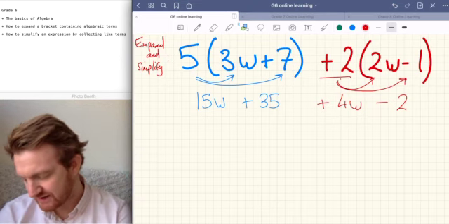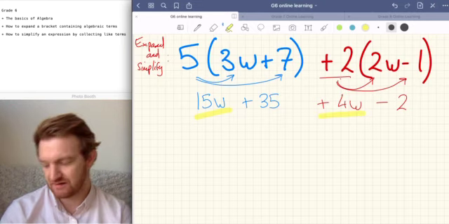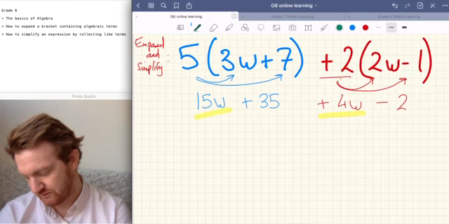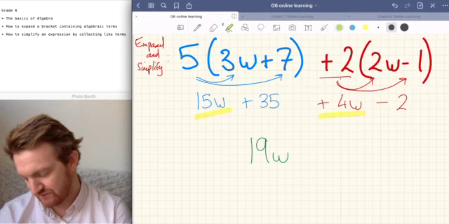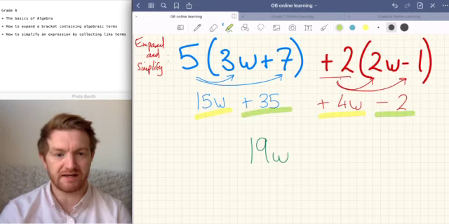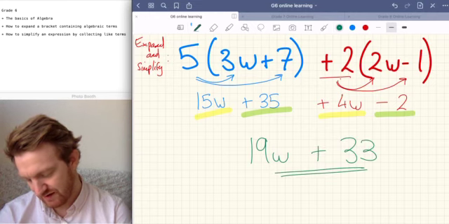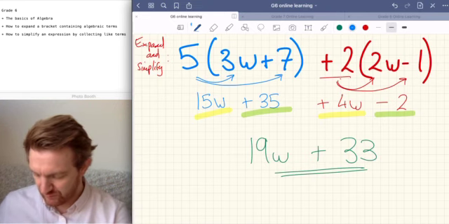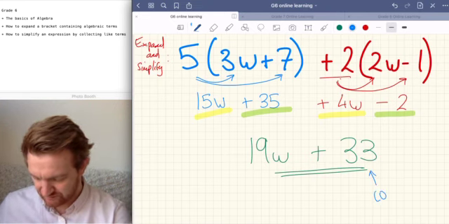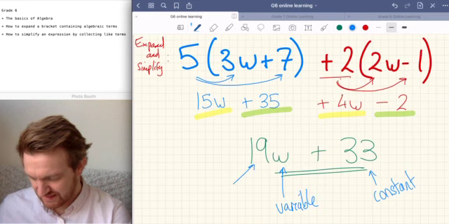But we need to then simplify. Here we've got W, here we've got W. 15W and 4W makes 19W's altogether. Now we've got some numbers. 35 minus 2. 35 minus 2 is 33, and that is our answer. When you get a number with no letter, no variable, we call this a constant. In case you've forgotten from earlier, we call this a variable, and the 19 is a coefficient.